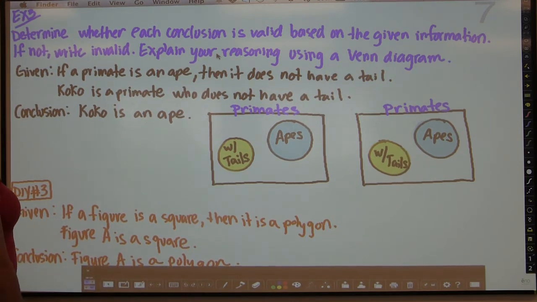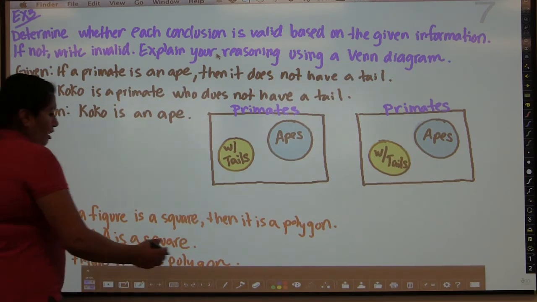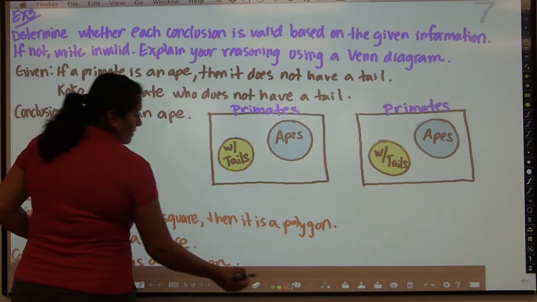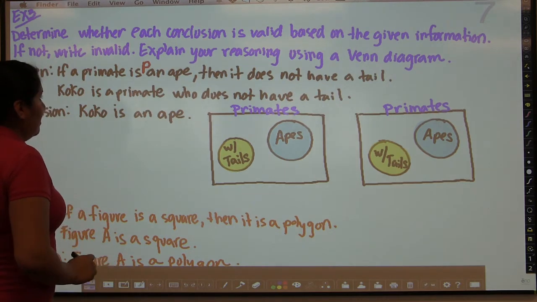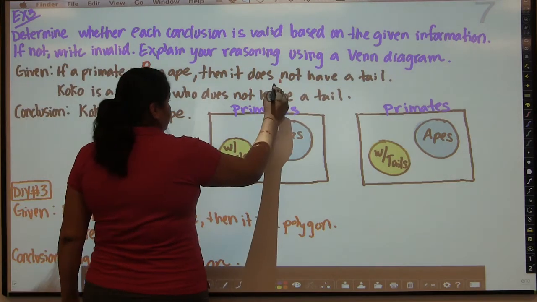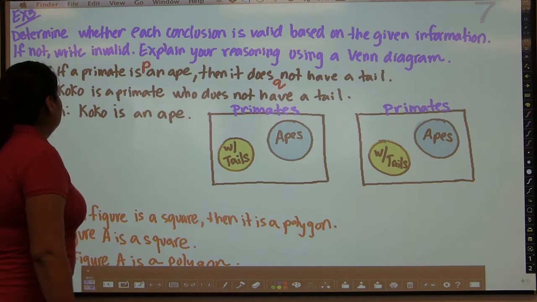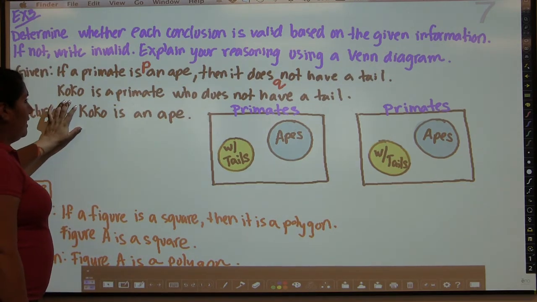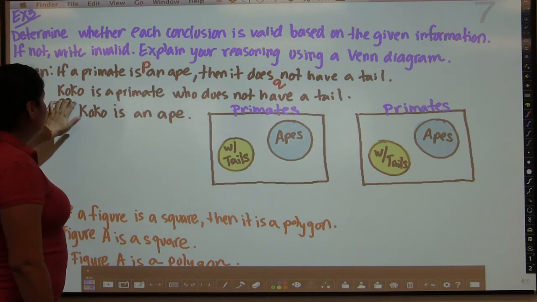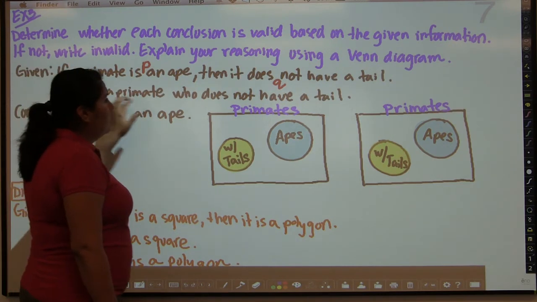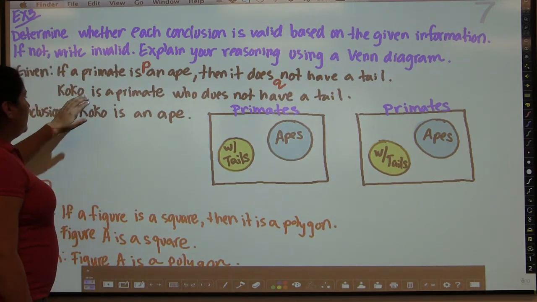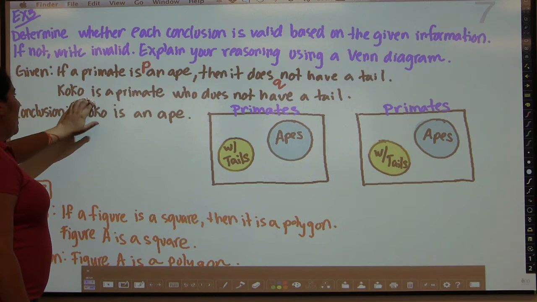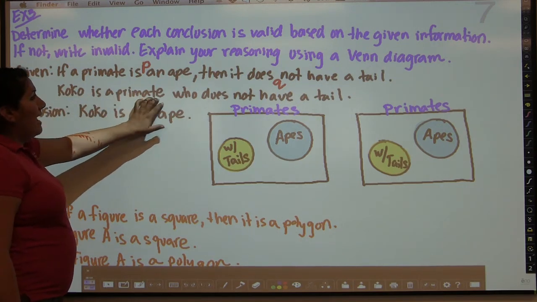But here we go. We have, if a primate is an ape, so this is our hypothesis, P here. If a primate is an ape, then it does not have a tail. And there's Q. And then our second statement is Coco is a primate who does not have a tail. So as you can see, this is going to be invalid already because this second statement is talking to us about not having a tail, which is Q. In order for it to be law of detachment, we should have something like Coco is an ape.